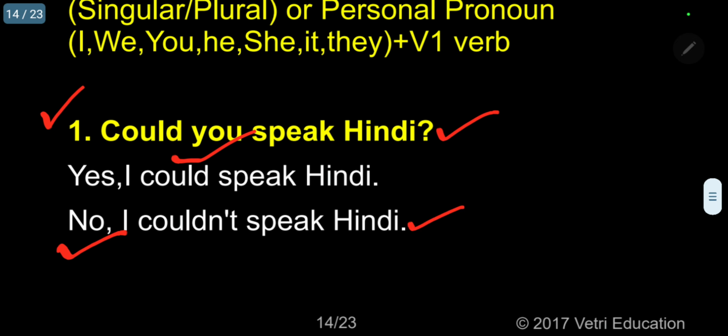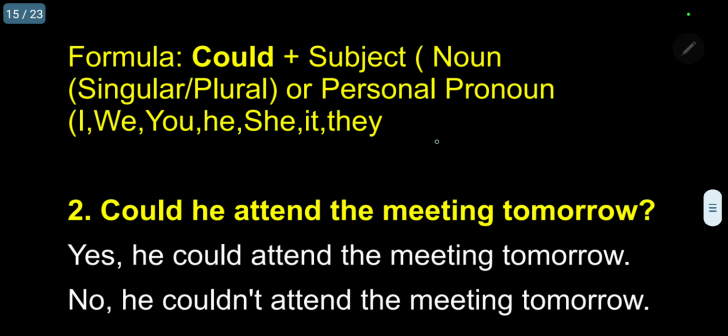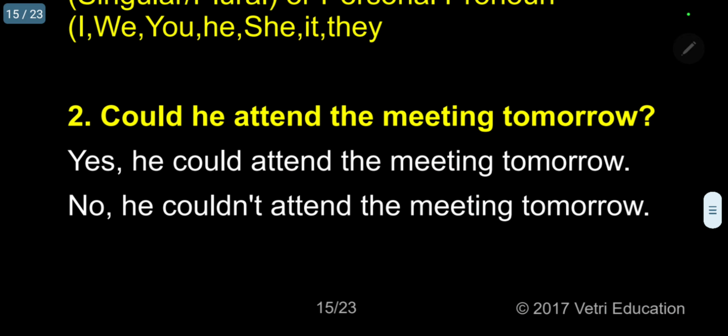Negative. So, number 2, possibility. Please follow. The second question: Could he attend the meeting tomorrow? Yes, he could attend the meeting tomorrow. Or no, he couldn't attend the meeting tomorrow. Kindly follow. This is the information.